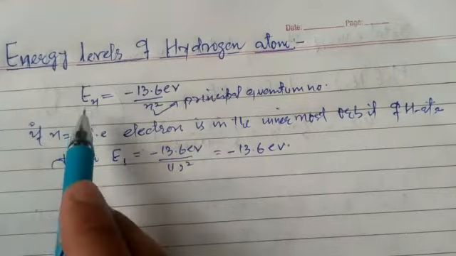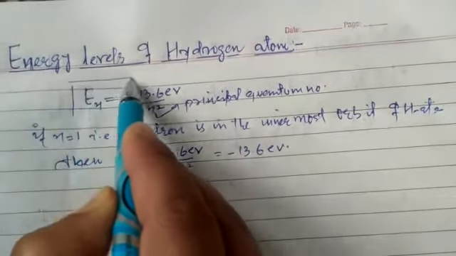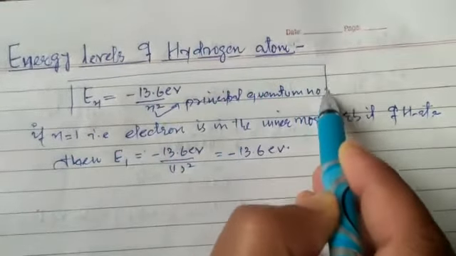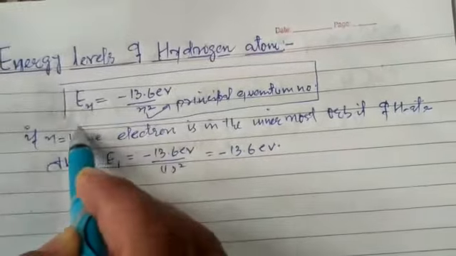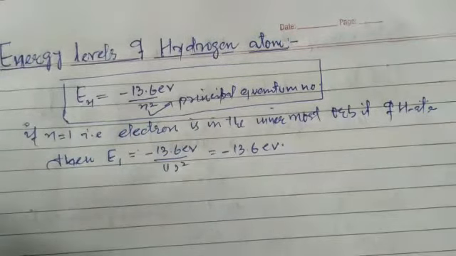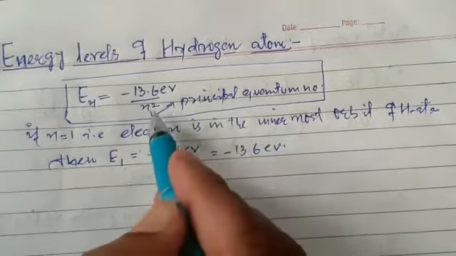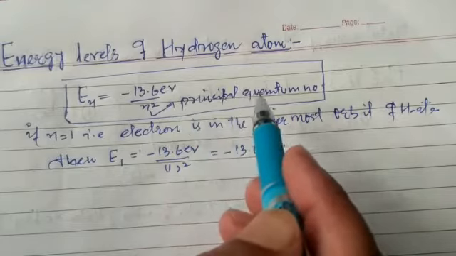We know the energy associated with the nth orbit of hydrogen atom is En equals minus 13.6 electron volt by n square, where n is a variable known as the principal quantum number. Its value is equal to 1, 2, 3, 4, 5, 6.